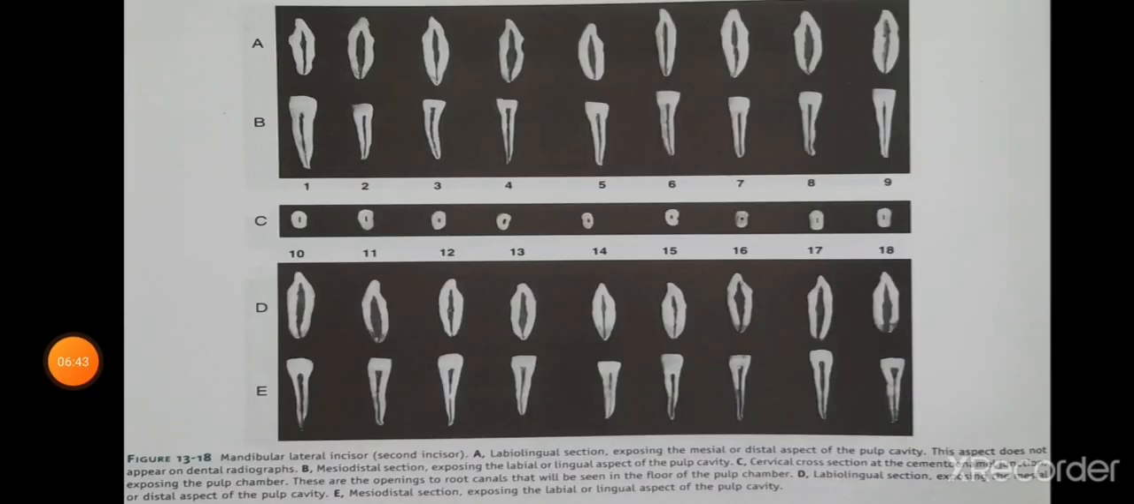Now let's discuss the pulp cavity of the mandibular lateral incisor. First, let's discuss the labiolingual section in figure 13.18A and D. We know that the mandibular lateral incisor tends to be a little larger than the mandibular central incisor in all dimensions, and the pulp chamber is also large. The form and function of the mandibular lateral incisor are identical to those of the central incisor.